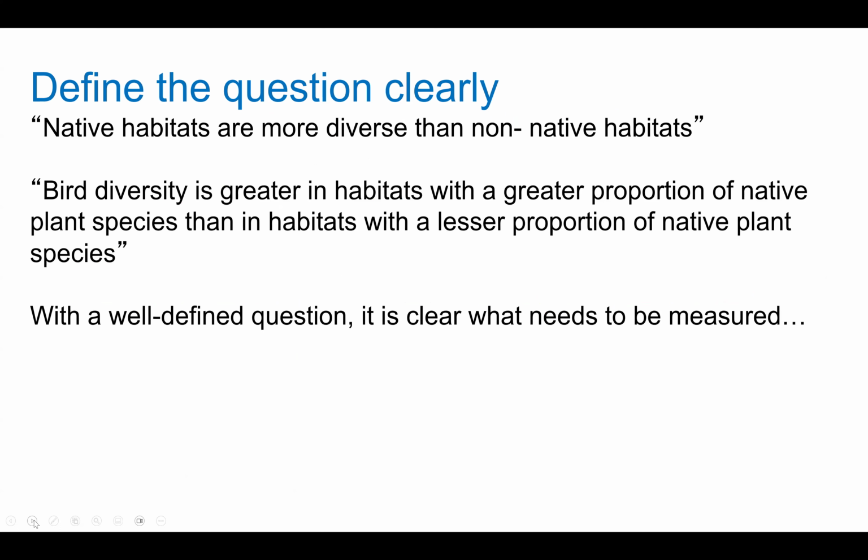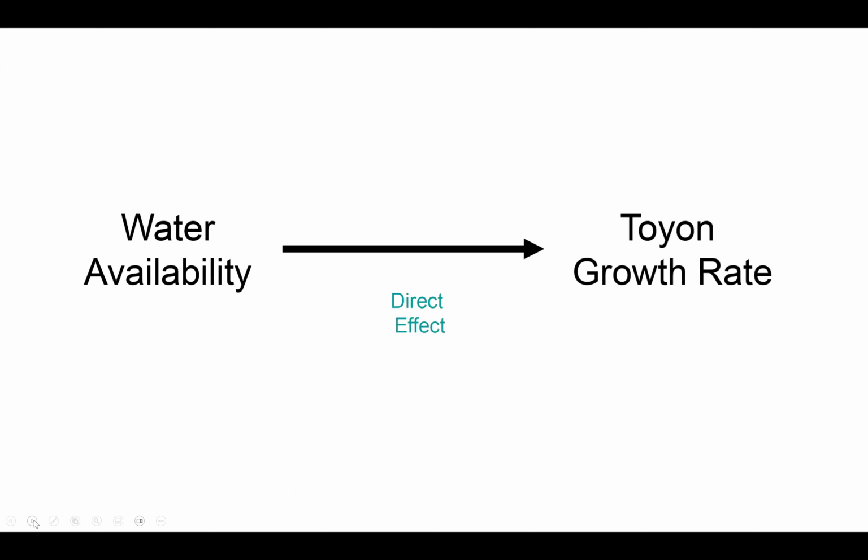So maybe a comment would be native habitats are more diverse than non-native habitats. Folks that go to trade school make more money than folks that go to a four-year university. Bird diversity is higher in habitats with more native plant species than with less native plant species. You can look at all kinds of different questions and think about them and then measure them.